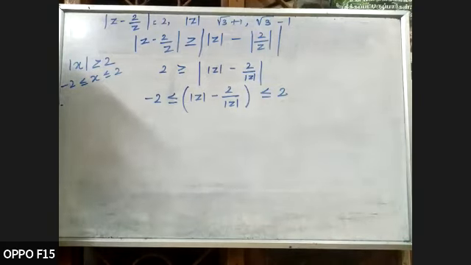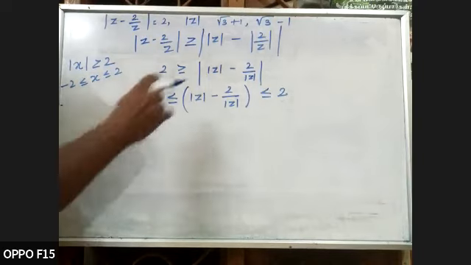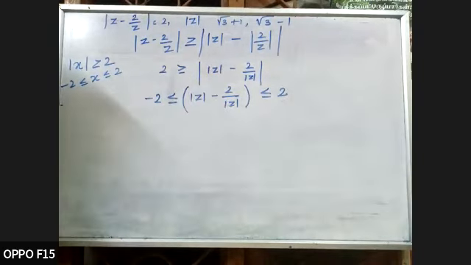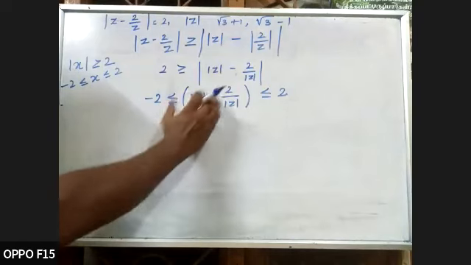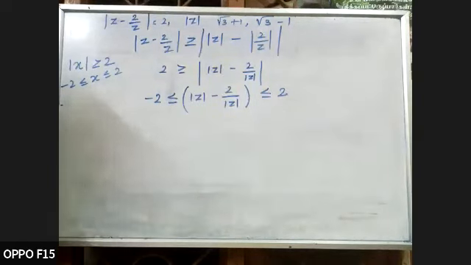Any doubts, girls? Do you understand what I am saying? Here there is a modulus; when I remove that modulus, minus 2 less than or equal to modulus of z minus 2 divided by modulus of z less than or equal to 2. My question is, what is the greatest and least value of modulus of z?